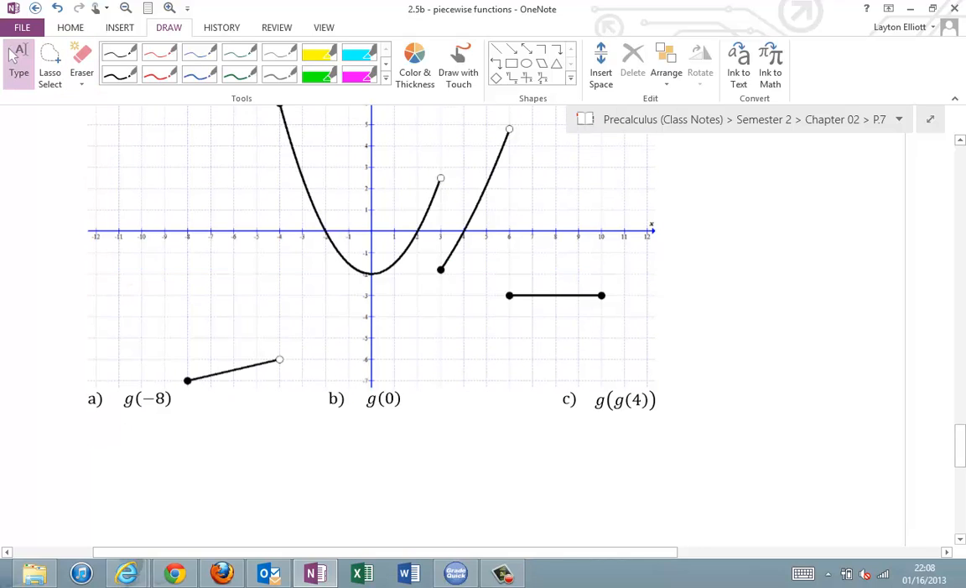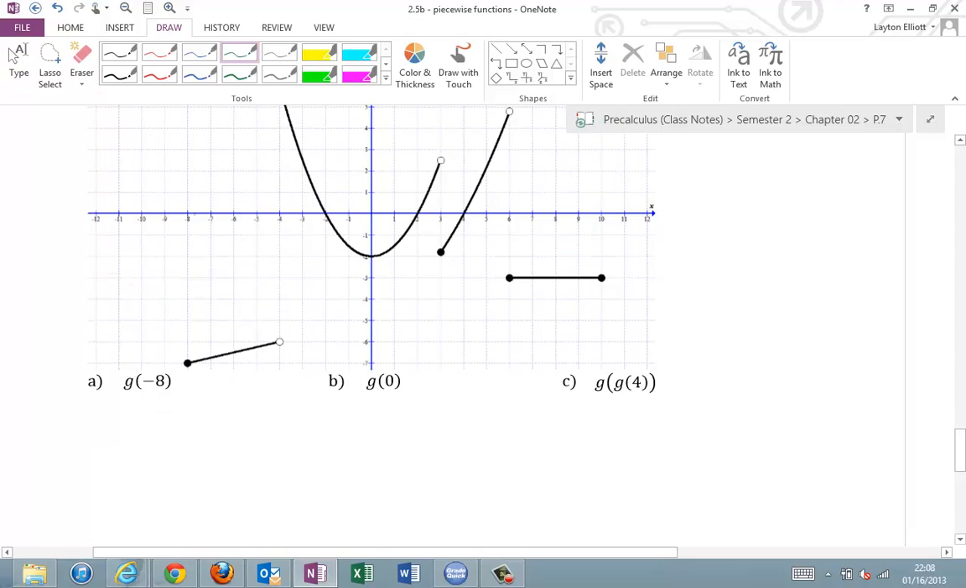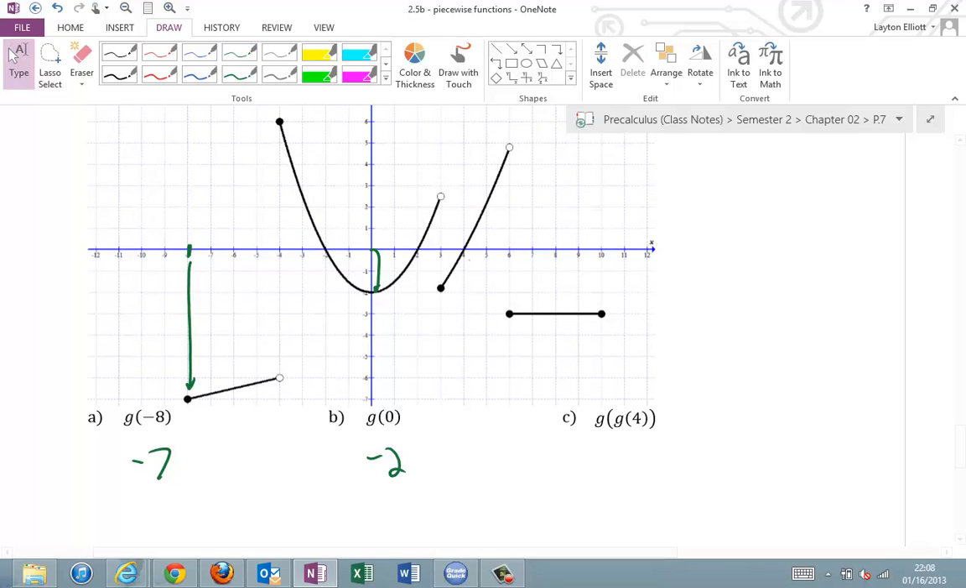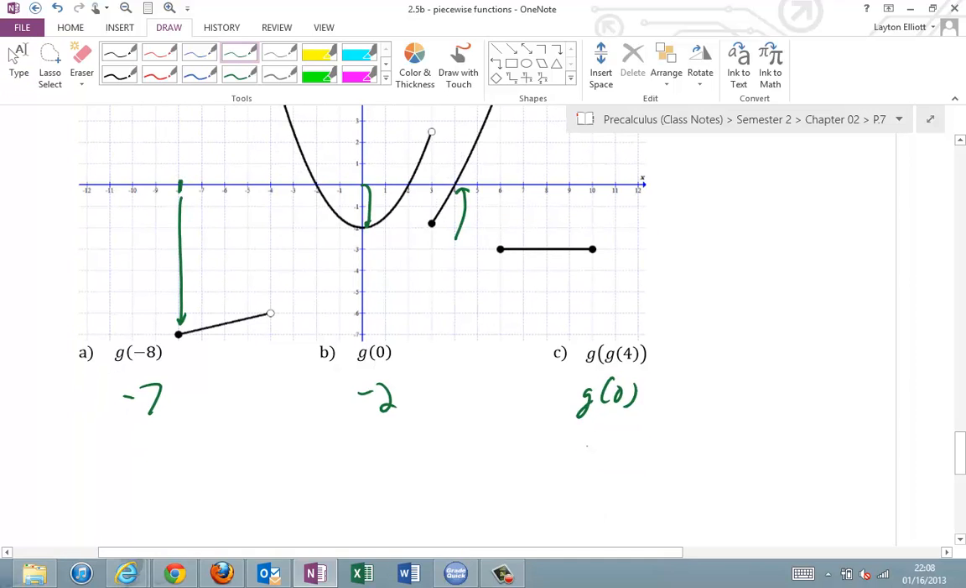g of negative 8 means that on that function, when you see negative 8 for the x right here, what's the y? That's negative 7. g of 0 is negative 2. And g of 4, well, g of 4 is 0, so that's g of 0, and then g of 0 is negative 2.